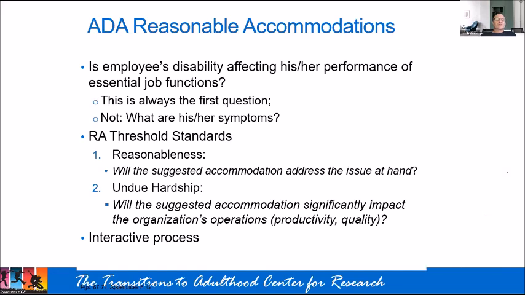Now, an undue hardship means that the accommodation places the company in a situation where they're not able to do the job sufficiently. So a person might ask for a year off.